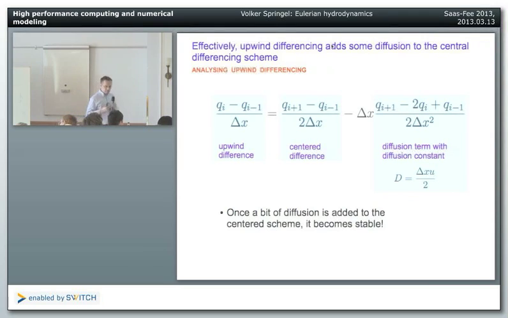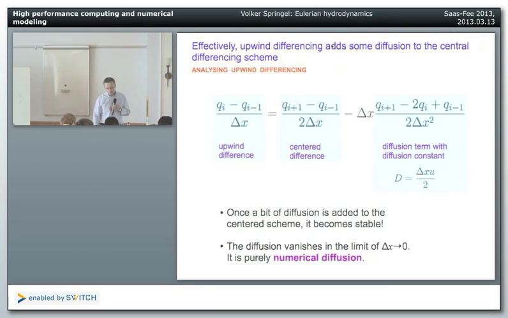And we also see a lesson here. Once we add a bit of diffusion to the center difference, then it's stable. And that is also something that pops up all over the place in Eulerian hydrodynamics, that you have to have enough dissipation or diffusion or whatever to make these discretization schemes stable. Often without it, they can become very unstable. So adding this bit of diffusion makes it stable.